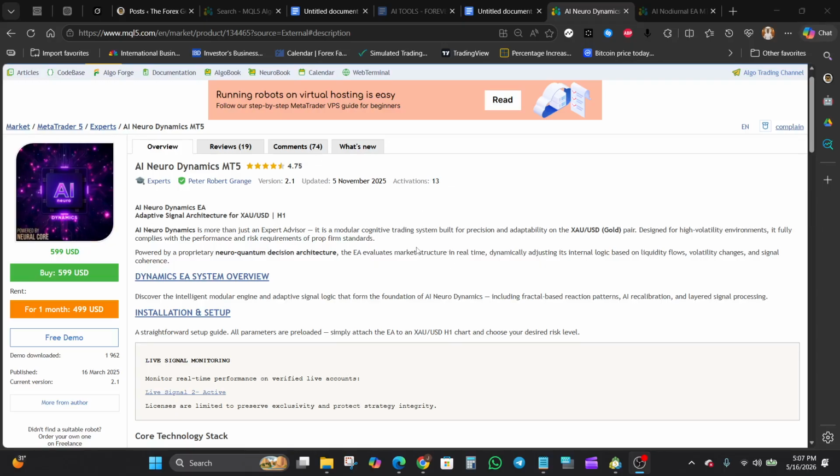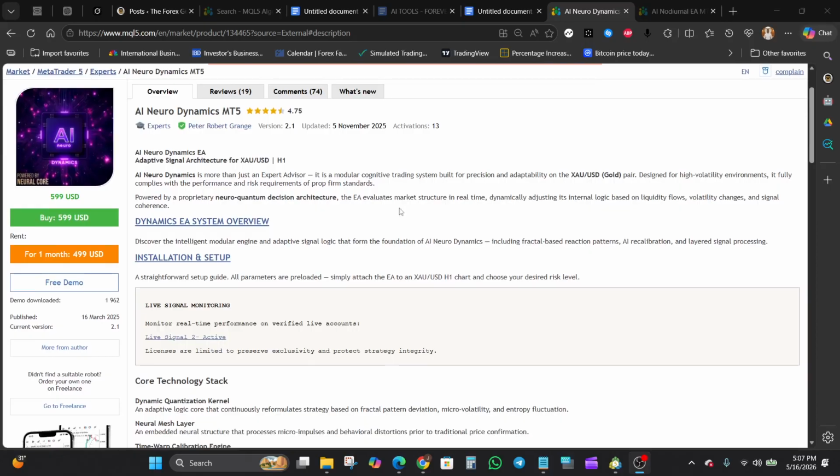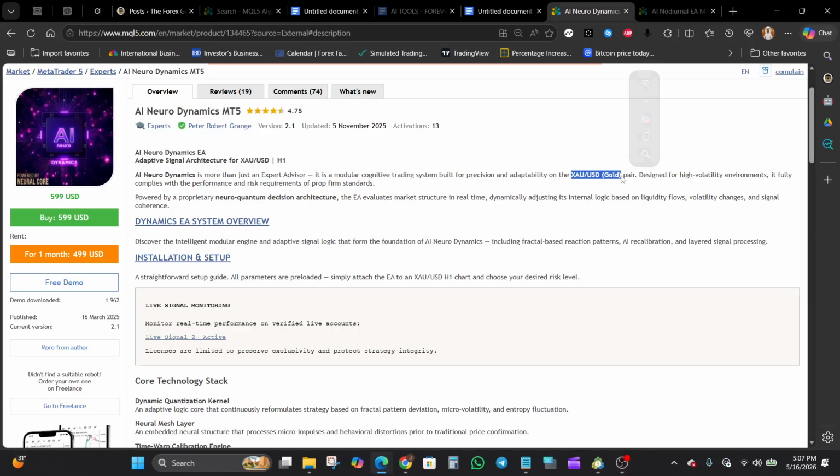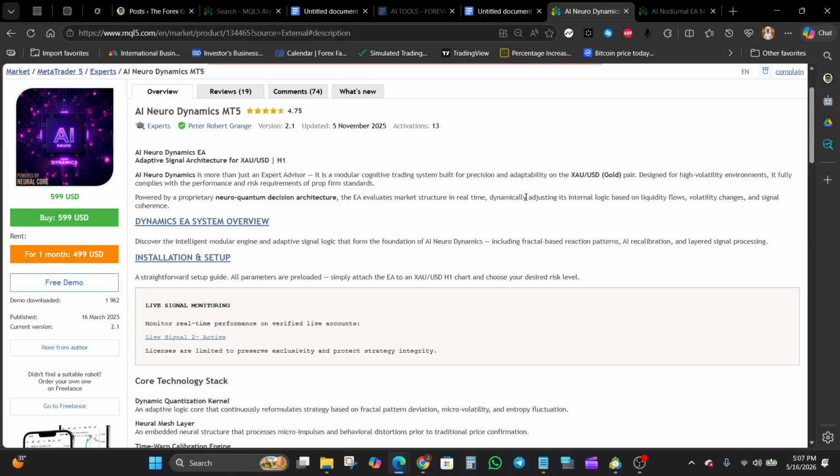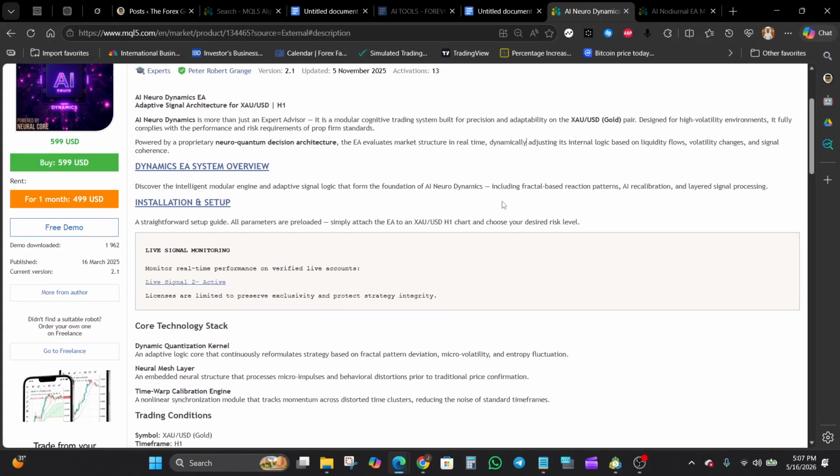Now, as I scroll through the description, the EA is described as an adaptive system specifically built for XAU USD, which is gold, and it is designed for the H1 time frame. The developer also mentions that the system is built around what they call a neuro dynamic architecture, which is essentially an adaptive framework that adjusts its internal logic based on market conditions like volatility and liquidity. Now, one of the key points highlighted here is that the EA is designed to operate in high volatility environments, which is important because gold tends to move in sharp and unpredictable phases.